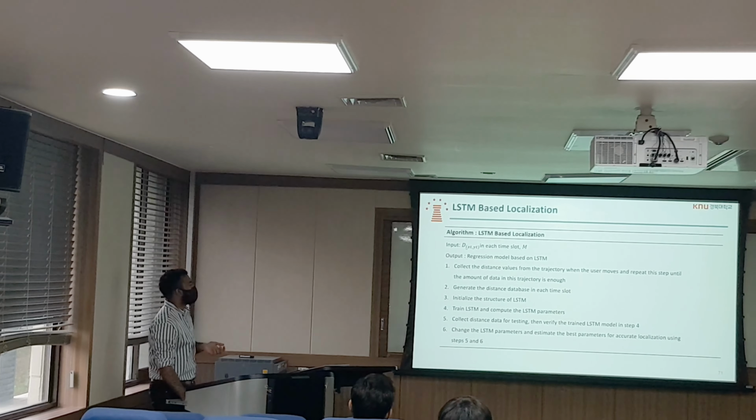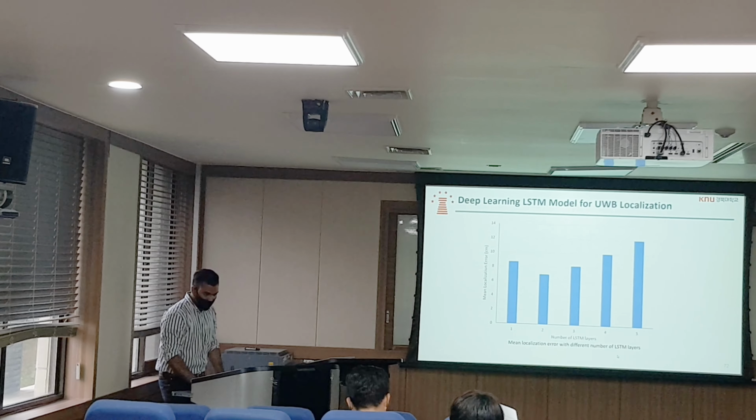The LSTM is used as a regression model, predicting the user's x and y position. We collect the distance values from the trajectory, move the user along the trajectory, and repeat the experiment until the amount of data is sufficient. We generate the distance database in each time slot, initialize the structure of the LSTM, and train the model. Then we collect distance data again for testing, verify the LSTM model, change the parameters, and continue this process to get optimal values.